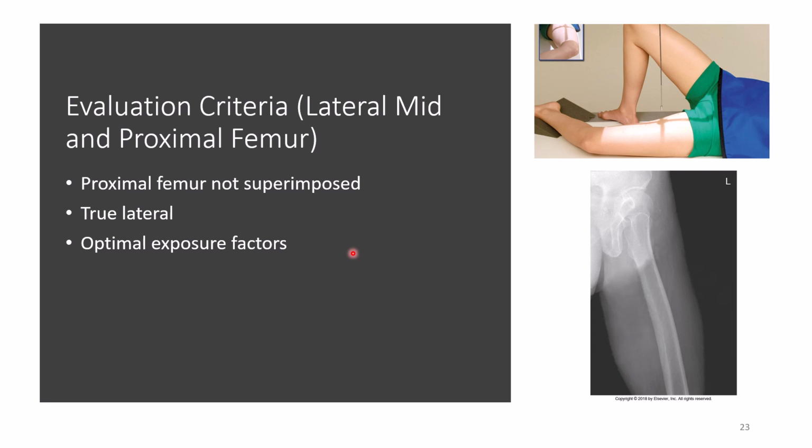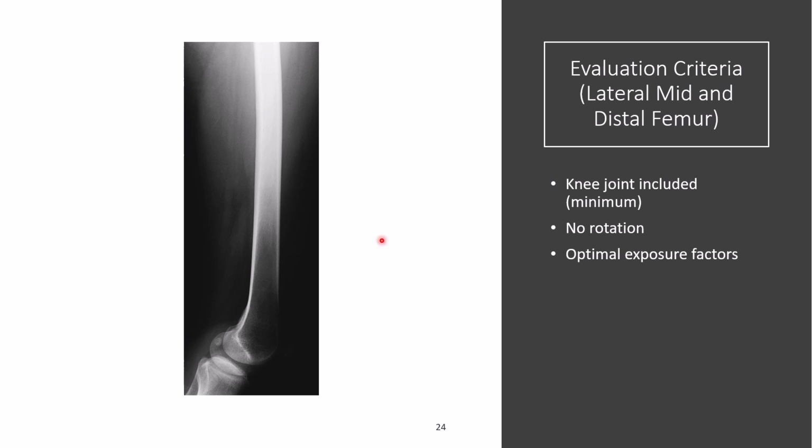The femur should be centered, and you have to have at least 1 inch beyond the knee joint. Okay, this image does not go with this, because this is saying lateral, mid, and proximal. So here you can see as proximal and they've got mid, but what we're going for is more like this, where you have a lateral of the mid and distal.